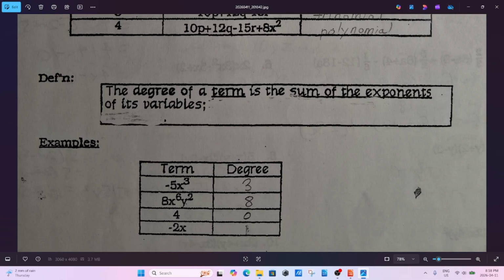And for the term 4, the degree is 0 because we may put an x to the 0, which is like 1, and that will give you 0 in the exponent for the variable x to the 0. -2x is just 1 because that's just x to the 1.